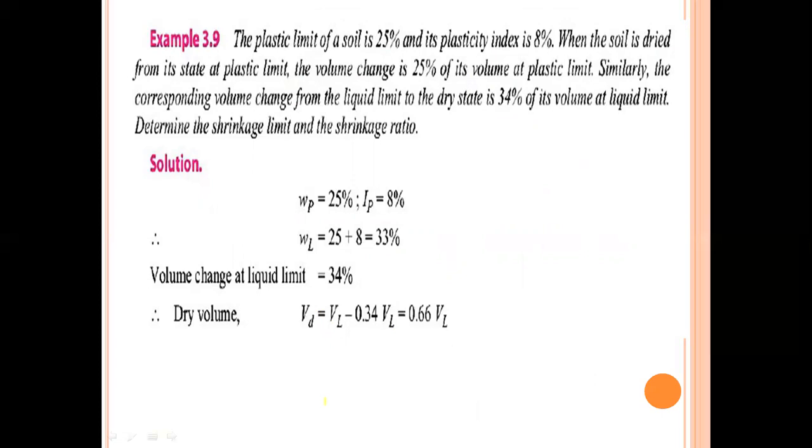The plastic limit of soils is 25% and its plasticity index is 8%. When the soil is dried from its state at plastic limit, the volume change is 25% of its volume at plastic limit. Similarly, the corresponding volume change from the liquid limit to the dry state is 34% of its volume at liquid limit. Next, in this problem, we determine the shrinkage limit and the shrinkage ratio. So first one, shrinkage limit we determine, and after, shrinkage ratio.